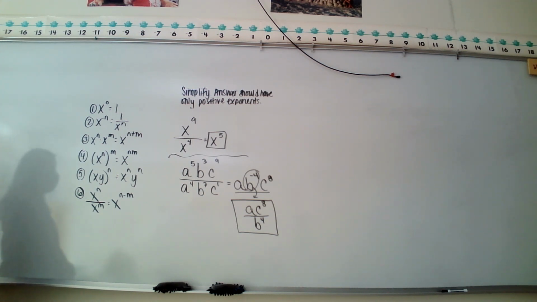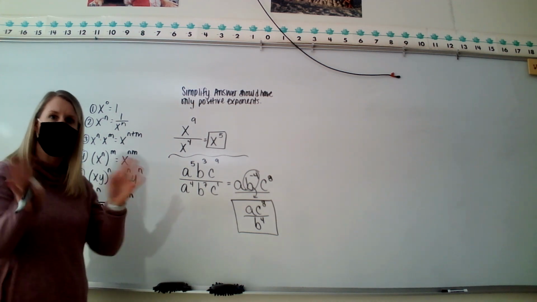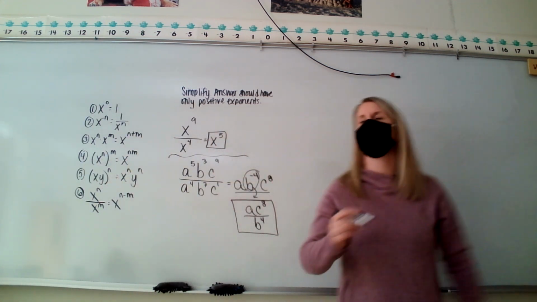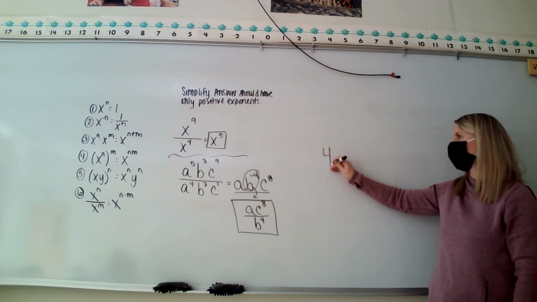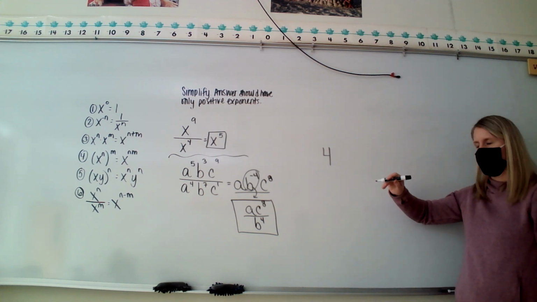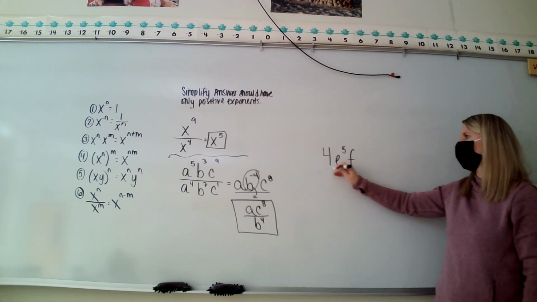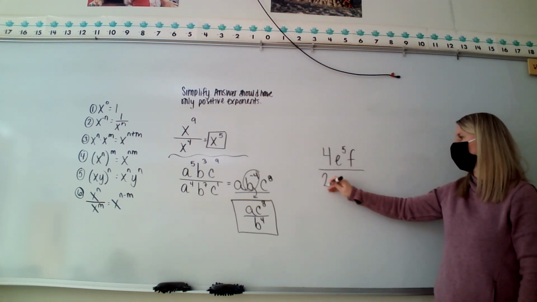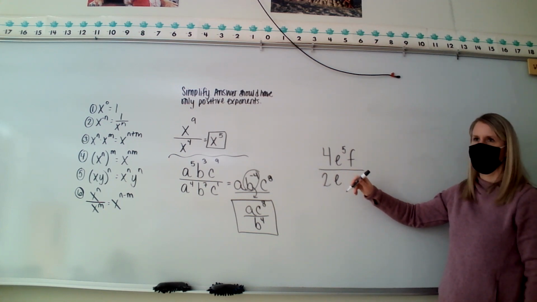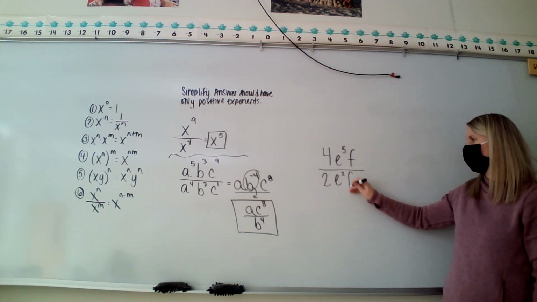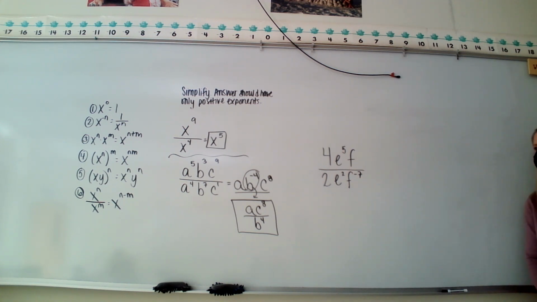Okay, we can use different bases. I feel like the one thing that messes us up is when I throw just regular numbers in front, so let's look at that. Let's do 4e to the 5th f over 2e squared f to the negative 7th. Okay, that took a lot of effort in my brain to make.